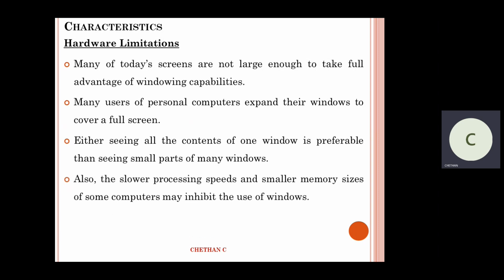Next, again, it's all hardware limitations. Also the slower processing speeds, and this is all old data. People may be wondering where slower processing speeds and smaller memory sizes come from. It's something written long ago, so the same data is coming through. When you write about slow processing speeds or smaller memory sizes, you should not question how that is possible, since now everything is very fast and very big in terms of space.